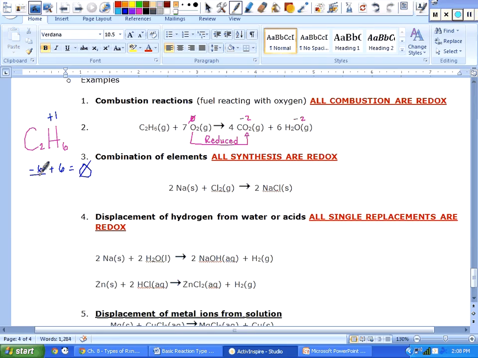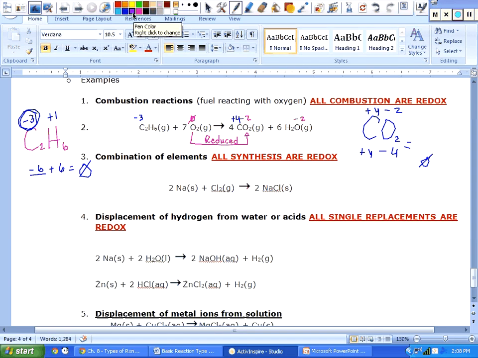Now let's look over here. Let's look at CO2. Set it equal to zero. Oxygen is -2 each, so -4. What makes that true? +4, so carbon is +4. So notice what just happened. Carbon went from -3 to +4. Did that gain or lose electrons?